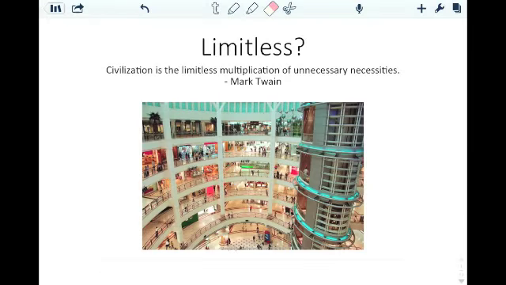Talk about Limitless. This is a lecture to introduce the concept of limiting and excess reactants. The quote that we have here is: "Civilization is the limitless multiplication of unnecessary necessities."